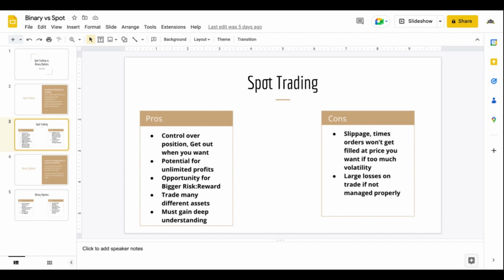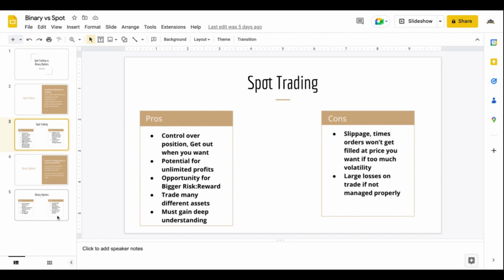So you will get filled at the market price that the market gives you. So there is risk there. If it goes past your stop loss, you're gonna lose more than what you initially wanted to lose. Another con is large losses on your trade if it's not managed properly. So if you don't have stop losses and you don't have the correct lot sizes that work for your account size, then you have the potential to lose a lot of money because you're not properly managing that position.